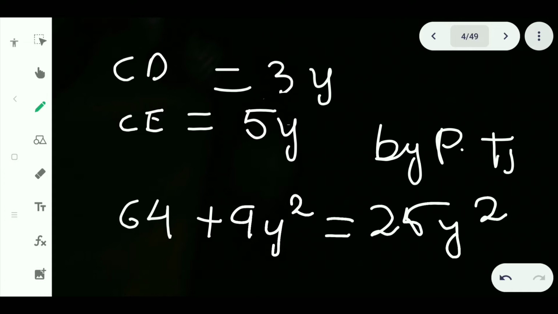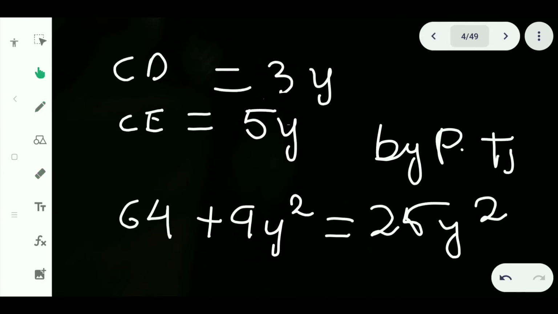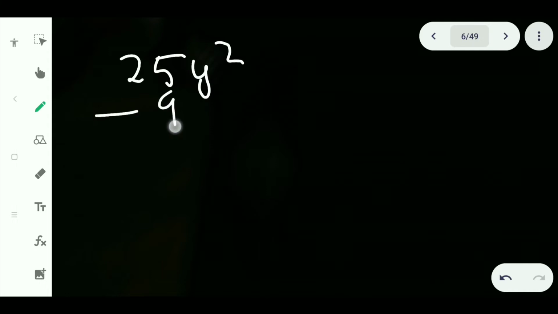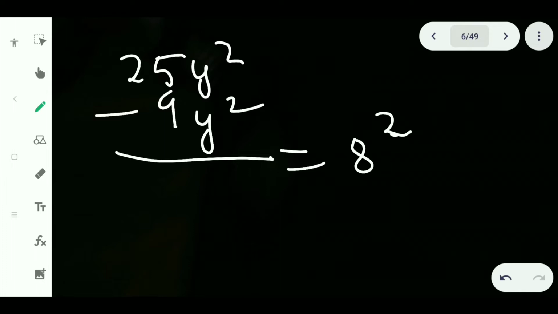Now here we are getting 64 is equal to 25y square, or 25y square minus 9y square is equal to 64, which is nothing but 8 square. You can also just write it as 8 square, because while doing the square root it will be more useful.